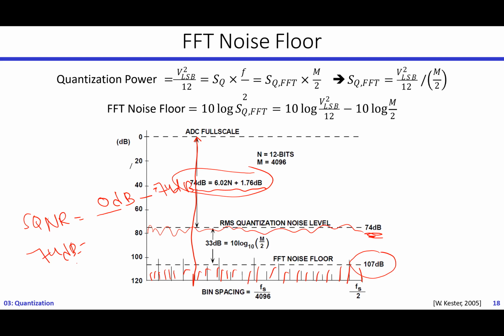So the minus 74 dB noise level is basically the sum of all these values. It's not a single value of the noise, and that's why your noise floor appears at a lower level, because your total noise is the summation of all these noises. So the share of each of those frequency bands of my ADC's FFT output is the total noise divided by the number of points of my FFT.